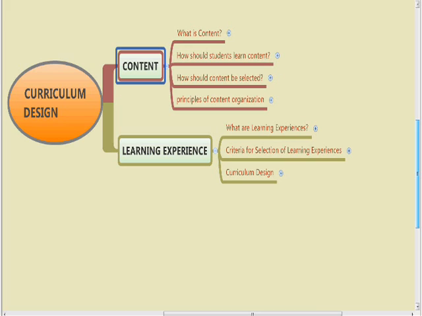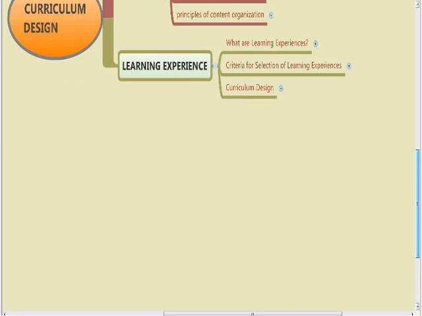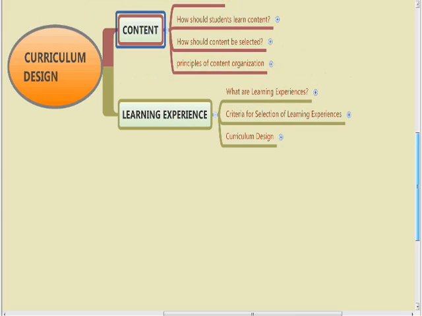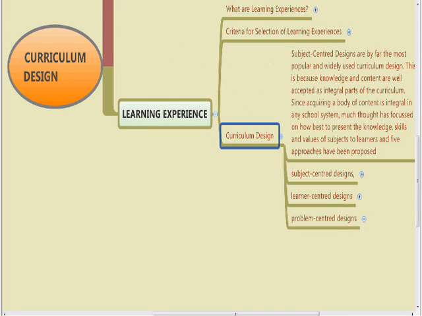Then we covered learning experience. We had three major issues: what are learning experiences, criteria for selecting learning experiences, and the curriculum design itself. And most importantly, I would like to go further in detail on curriculum design. You have the subject-centered, the learner-centered, and the problem-centered designs. I hope I've done a decent job covering this notion of curriculum design. Thank you very much.